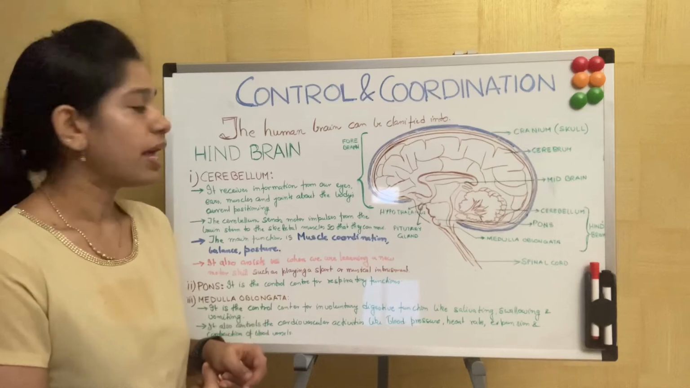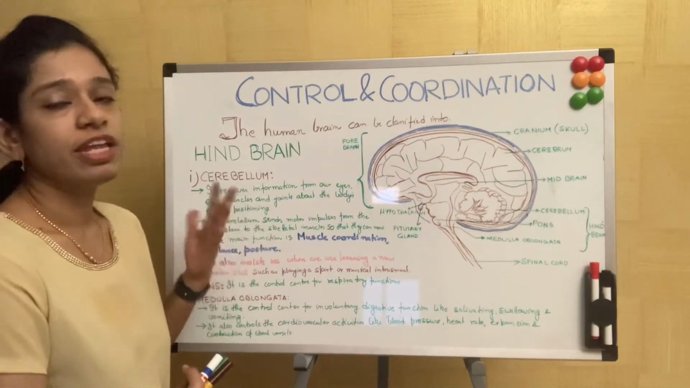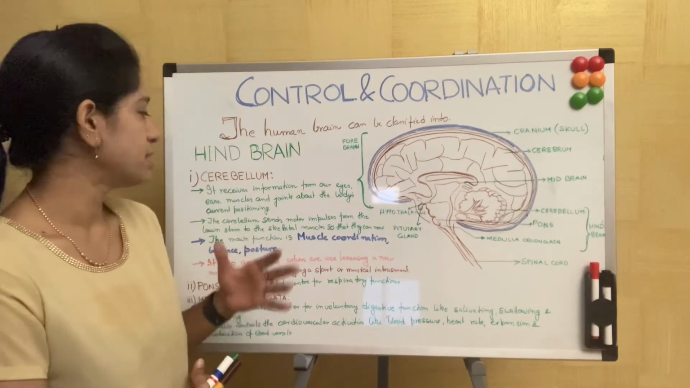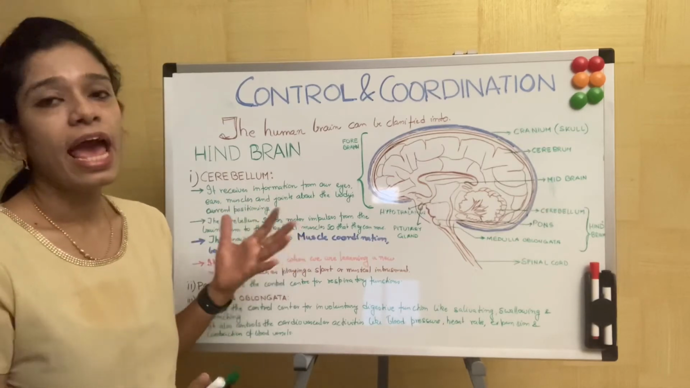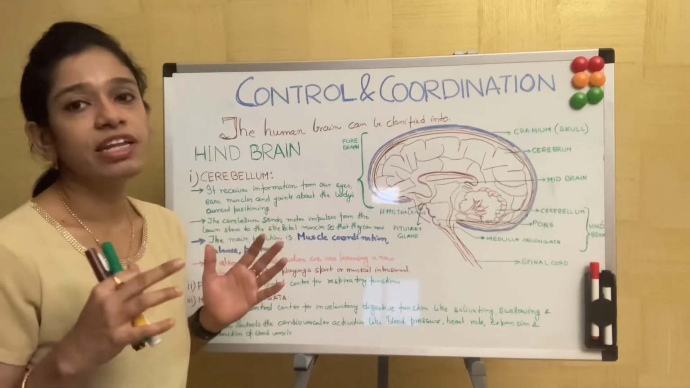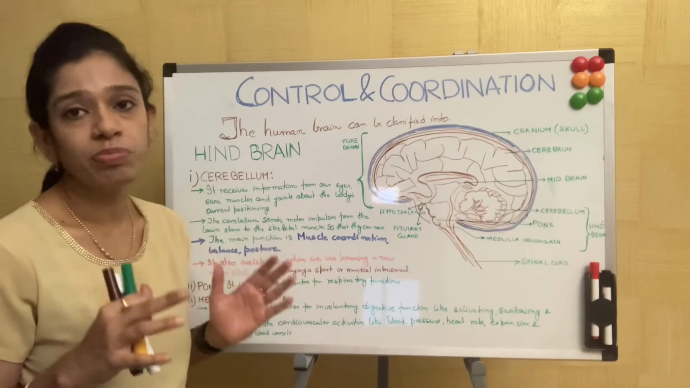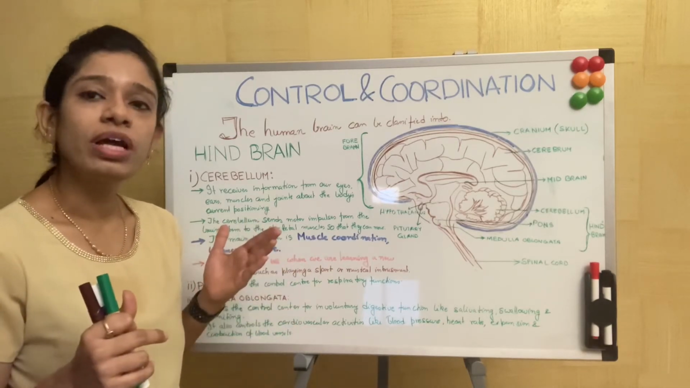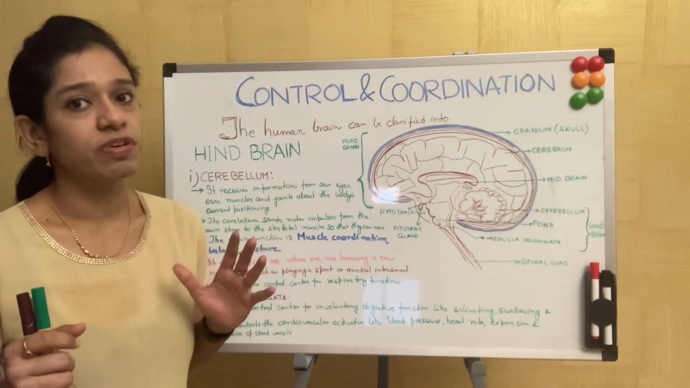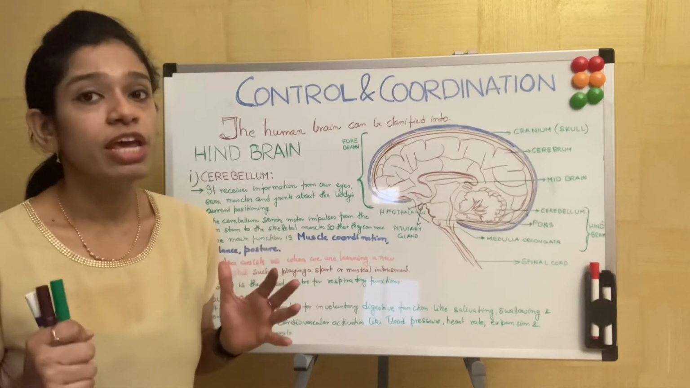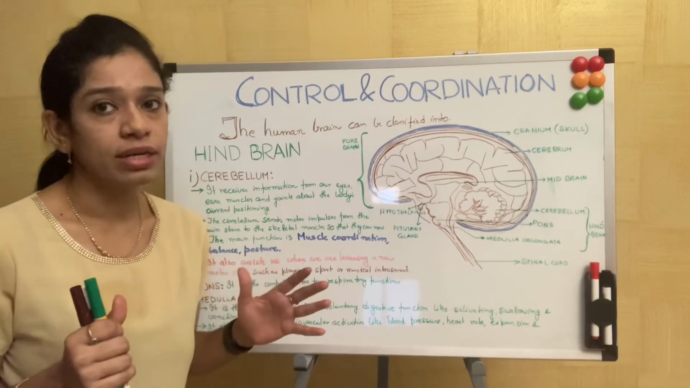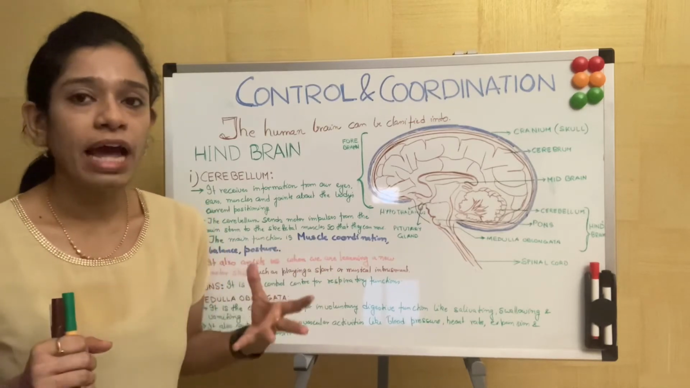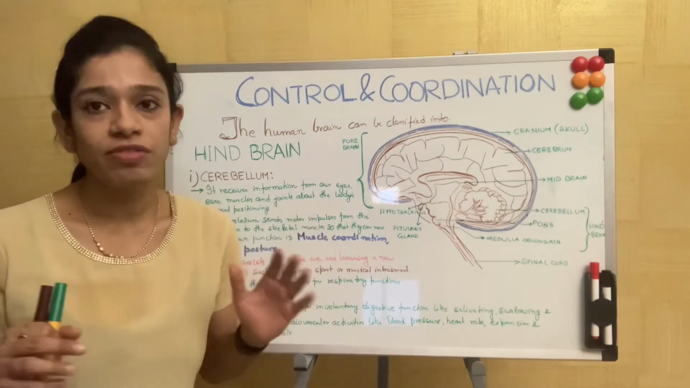The cerebellum receives information from all the sense organs like the eyes, ears, muscles, and gives information about the current body positioning. Suppose we are standing, it sometimes tells us that we need to change our current body position. We need to walk a little bit, or we need to sit down. So that gives us the sense that, okay, we are tired, we need to sit down.